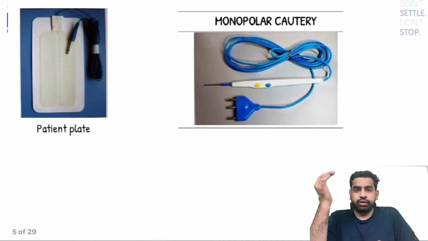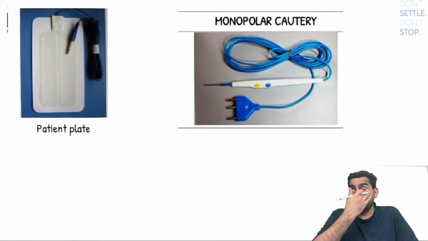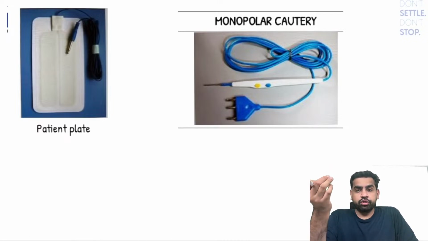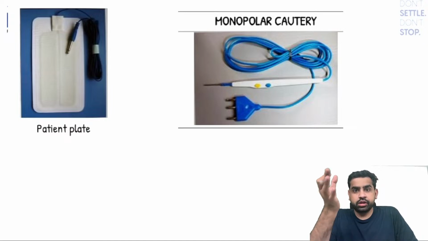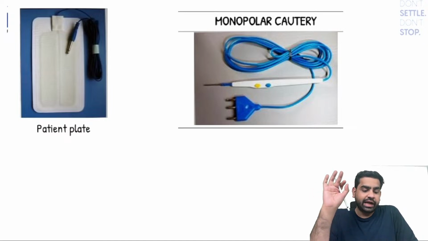Right. Now let's talk a bit about the cautery. You have a monopolar cautery and then you have a bipolar cautery. So what is this? This is a monopolar cautery. At least you should know the image of this. I hope you're able to appreciate the image of this.